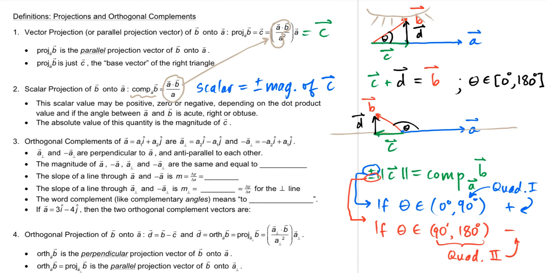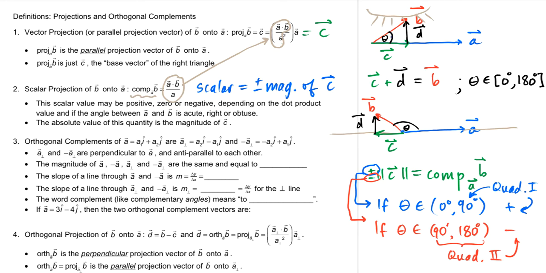Okay, now in number 3, let's take a look at the definition of orthogonal complements. The word orthogonal means perpendicular, and the word complements means to complete. So when we talk about two complementary angles, those are angles that add up to 90 degrees. If you consider a right triangle with a 90-degree angle, the other two angles add up to 90 degrees. And so those two acute angles are complementary because they complete the right triangle. Similarly, two orthogonal complementary vectors are a base vector C and a height vector D, which are perpendicular and complete the right triangle, with the hypotenuse being the red vector.